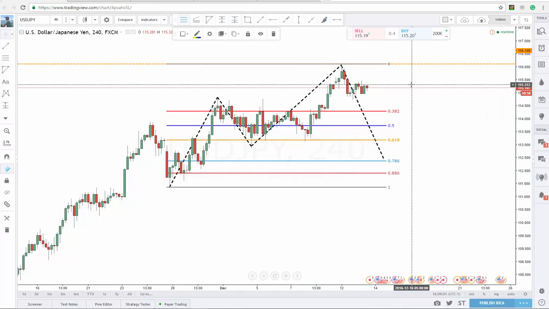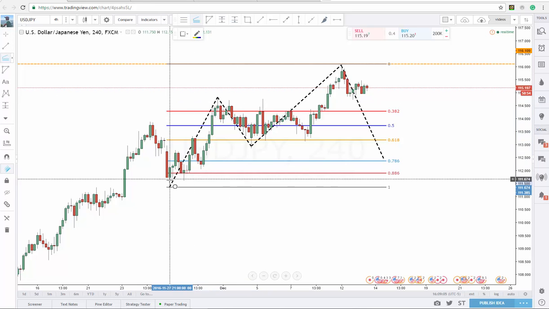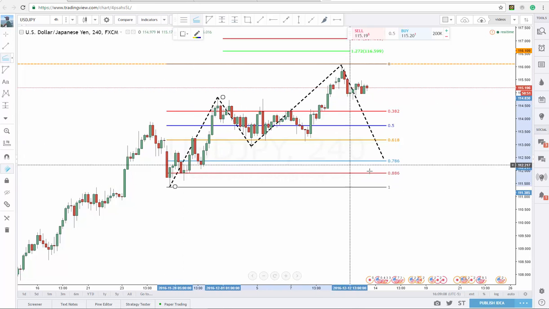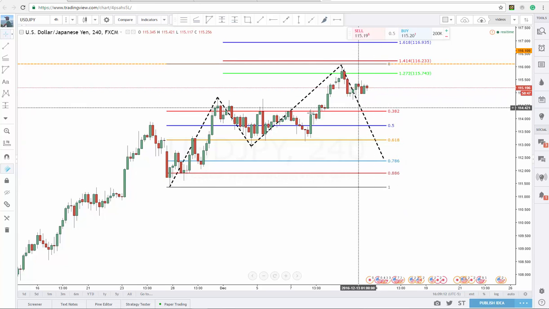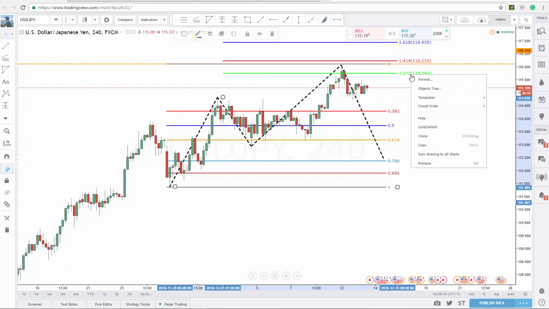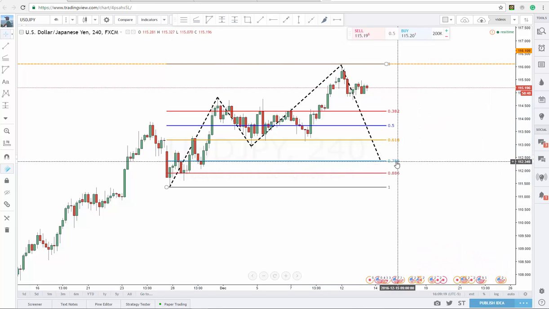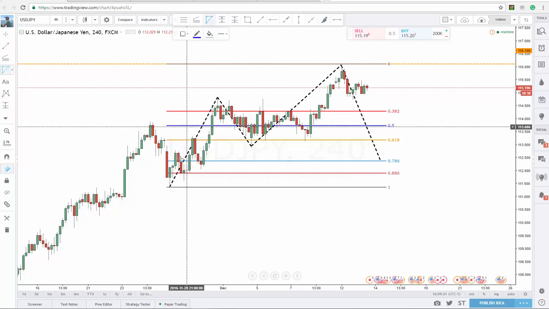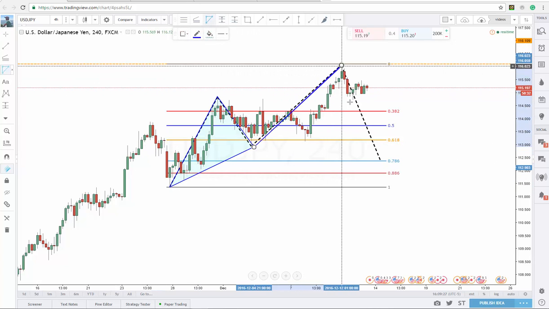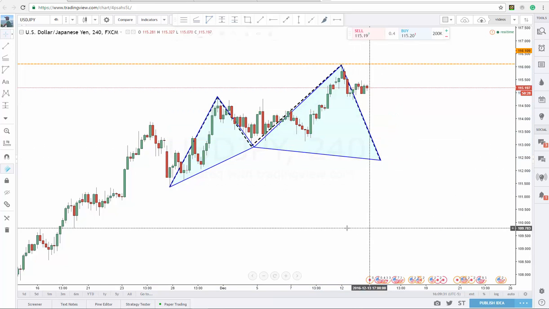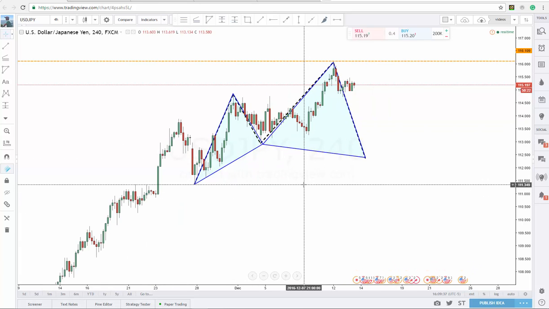And then the next thing that we're going to look for is an extension. I'm just grabbing my extension tool and pulling it from X up to A, back down in. My lime green line represents a 127 extension, which is the next thing we look for in a Cypher pattern. And of course the completion for the Cypher pattern is down here at this 786 retracement. So if I draw that in, make it easier for everyone to see, there is your Cypher pattern completion. So that's one thing that we're waiting on here on the dollar yen.